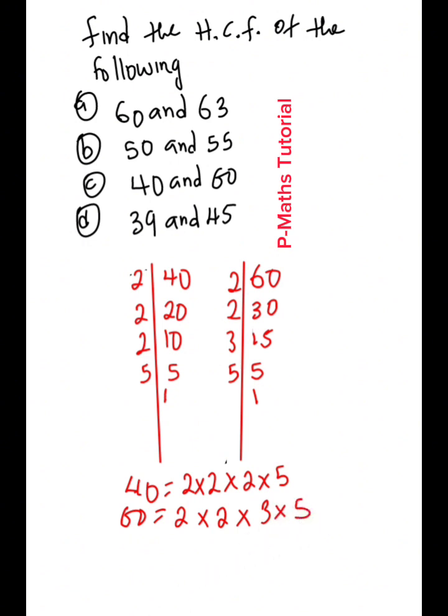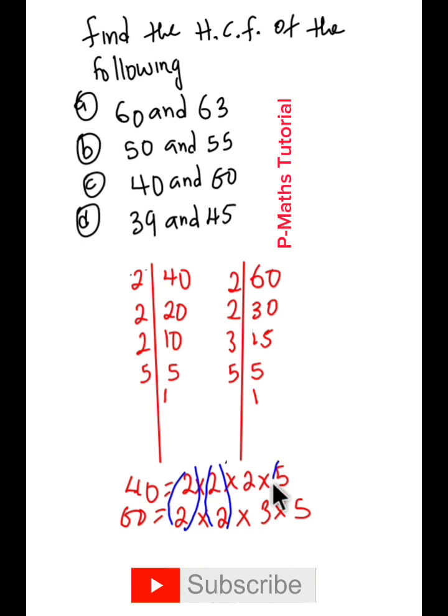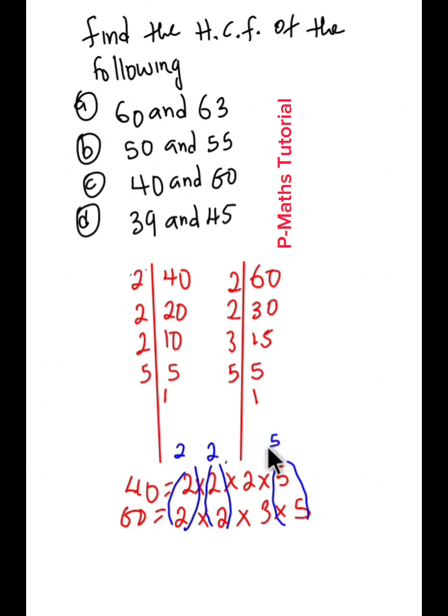So the next thing we do is to group or to pair. We have 2 to be common. Another 2 here is common. Then 5 is common. So what we do is to pick out the common numbers 2, 2, and 5. We multiply them: 2 times 2 times 5. This would give us 20. So our HCF is 20.